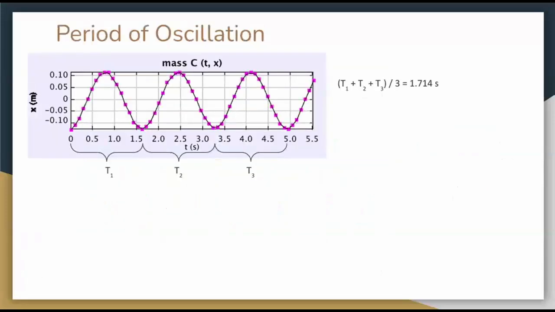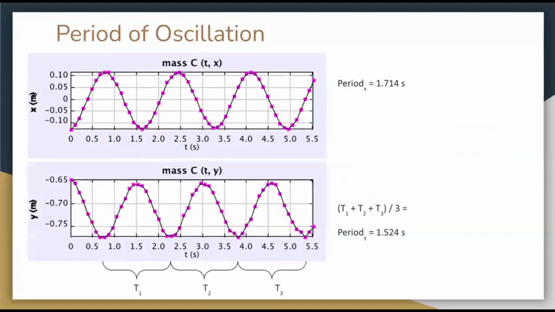Now, there were two ways we could have measured our period. The first way is to use the graph of the x position as a function of time. Doing it this way, we see that we get an average period of 1.714 seconds. The second way to find the period is what I chose for this lab. By using the graph modeling the y position as a function of time, we get an average period of 1.524 seconds. This shows that the direction we choose for calculating the period of oscillation matters.